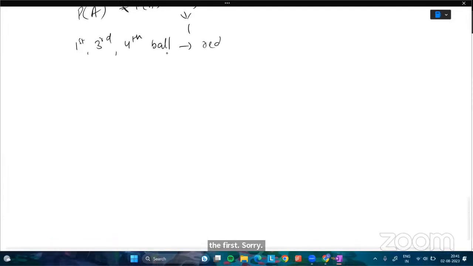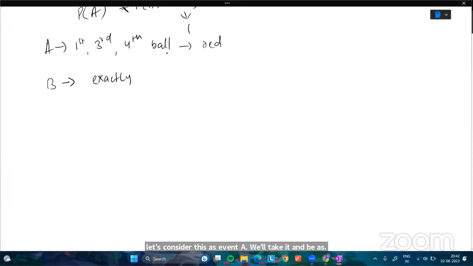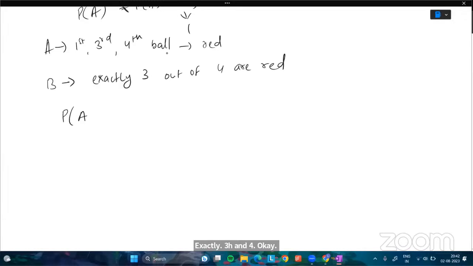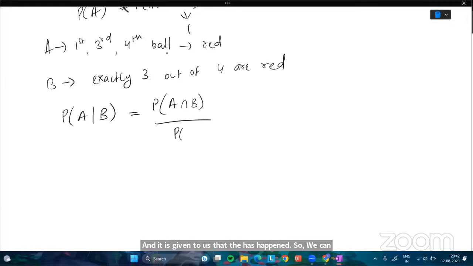Okay, so we have to find out the probability that the first, third, and the fourth ball will be red. So let's consider this as event A, and we'll take event B as exactly 3 out of 4 are red. So what we need to find is probability of A, given that B has happened. Just using the conditional probability formula, we have to find probability of A intersection B by probability of B.